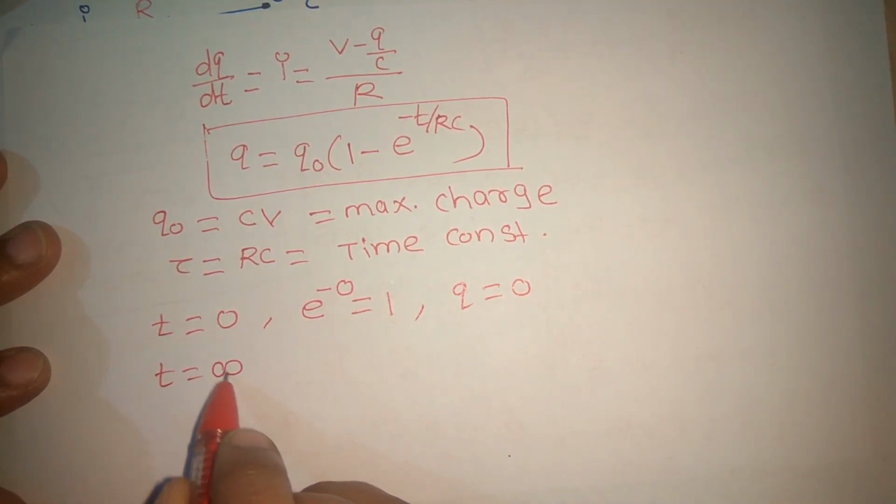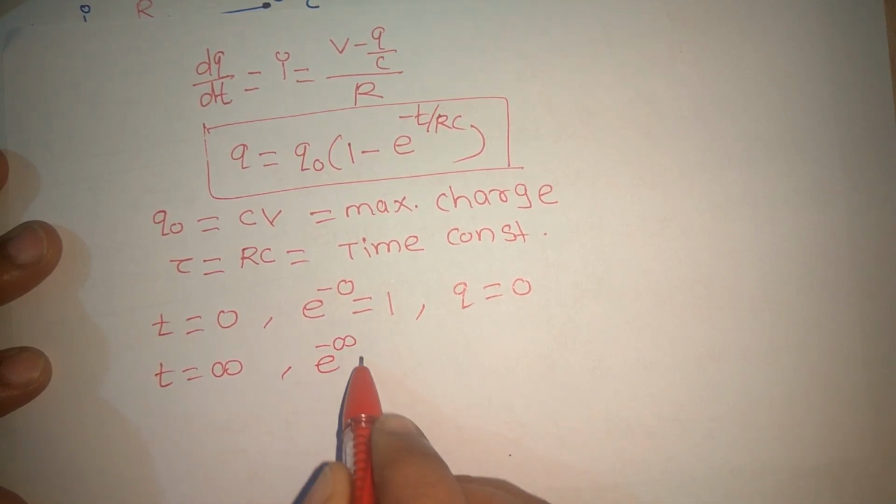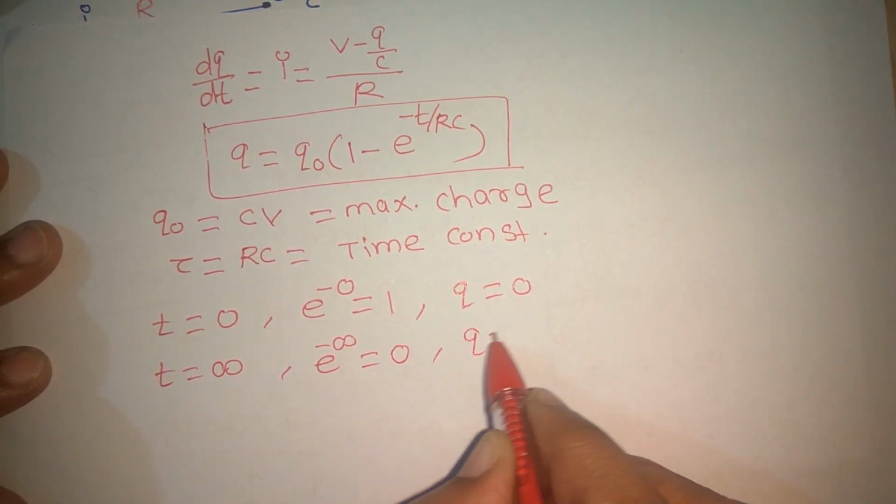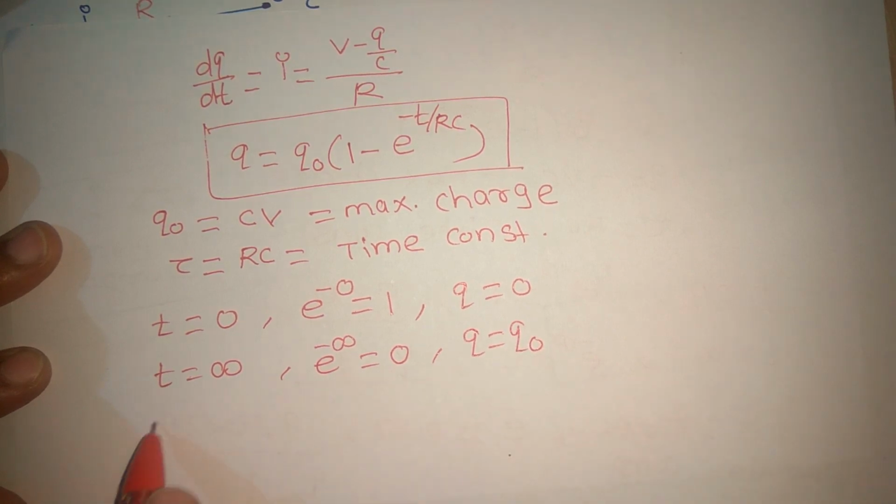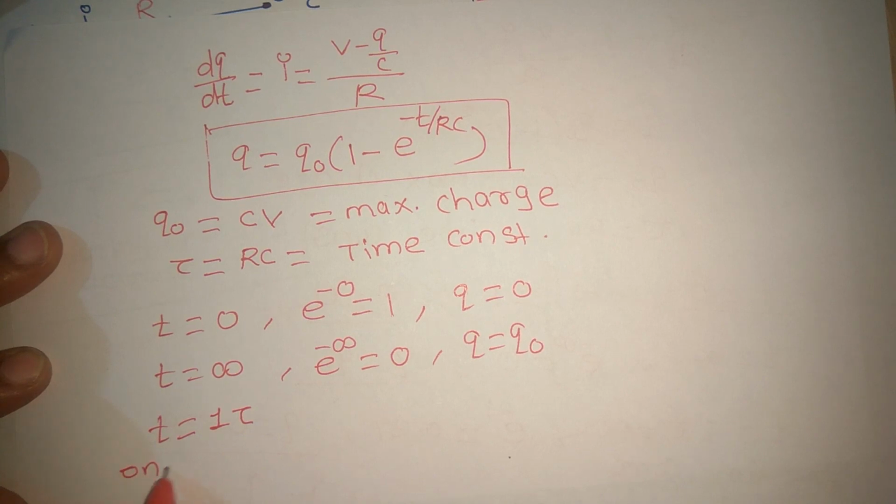Put the value t equal to infinity. What is e power minus infinity? It is 0. So what is Q? Q is equal to Q naught. Now put the value of t as 1 tau. This is called one time constant.